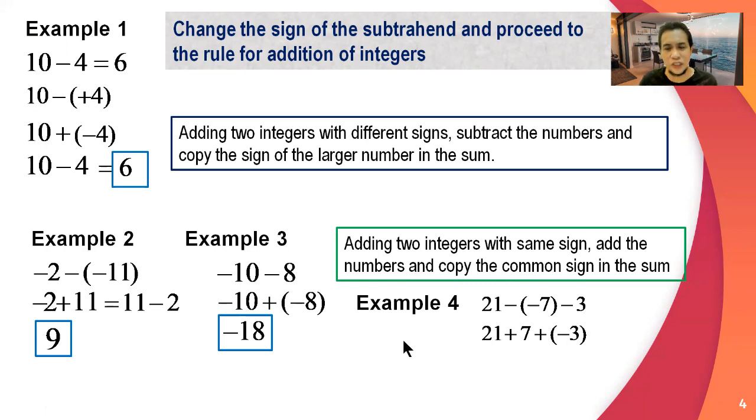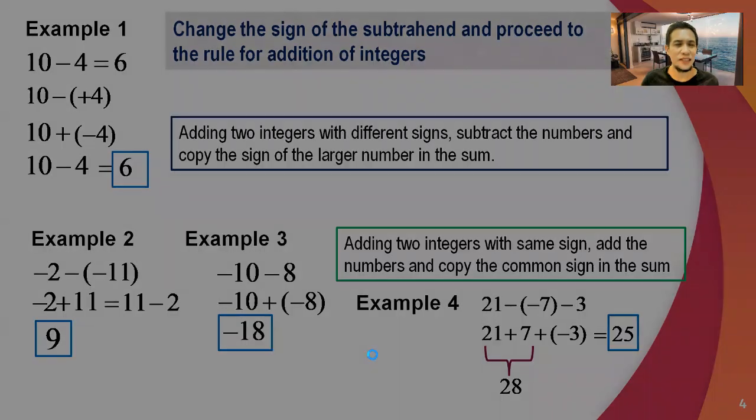Okay, so this is now an addition expression. All we have to do is combine all the positives and negatives. So 21 plus 7, obviously this is 28. Then positive 28 plus negative 3, opposite in sign, meaning different in sign. So we subtract 28 minus 3, which is 25. And what is the sign of the larger number? 28 is the larger number, positive. So our final answer is positive 25. Okay, is that clear? Or do you have questions? All right, let's go to the next.